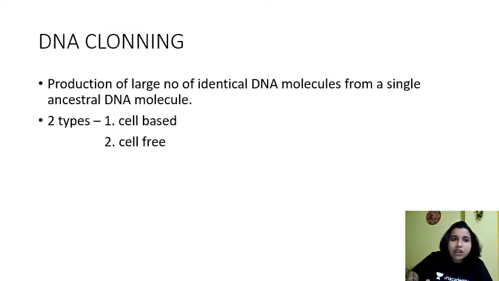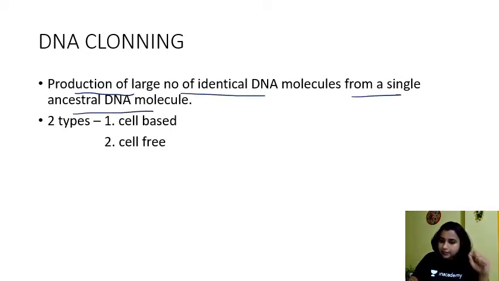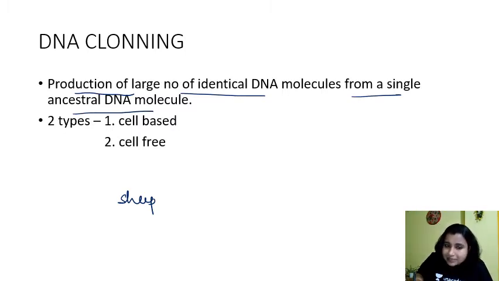Right? So now let's see DNA cloning. DNA cloning is the production of a large number of identical DNA molecules from a single ancestral DNA. Suppose this is a ship. If we produce a clone, there is no crossing over, or no variations, right? The shape will be exactly similar.